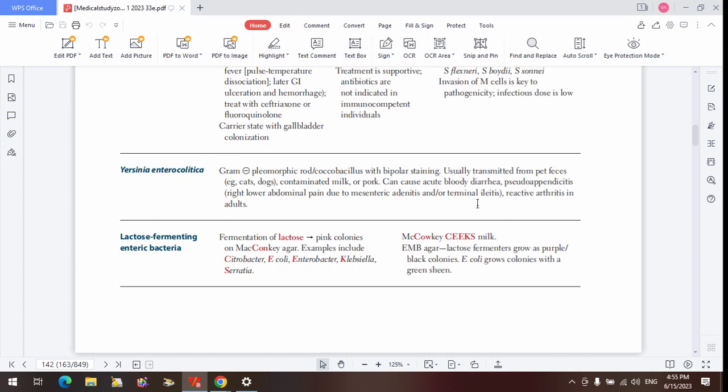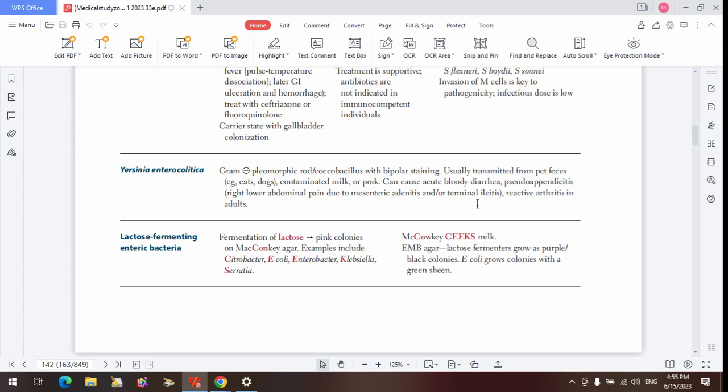So remember: bloody diarrhea because of invasion of the GI mucosa, inflammation of the lymph nodes and the terminal ileum, causing terminal ileitis. It's also one of those organisms implicated in reactive arthritis. We have a lot of organisms in reactive arthritis. Once you hear reactive arthritis, the first thing that should come to your mind is Chlamydia trachomatis. That's the commonest cause of reactive arthritis. When we are saying reactive arthritis, what is the triad? Do you have anybody that remembers the triad of reactive arthritis? We've done it in musculoskeletal.